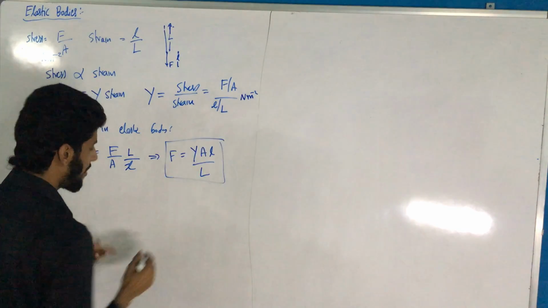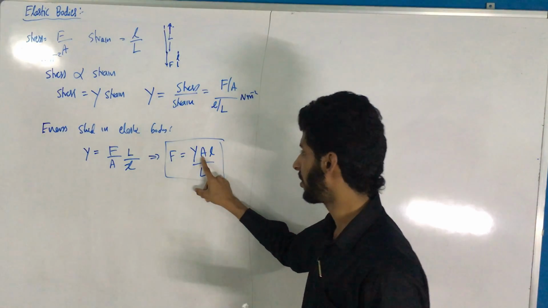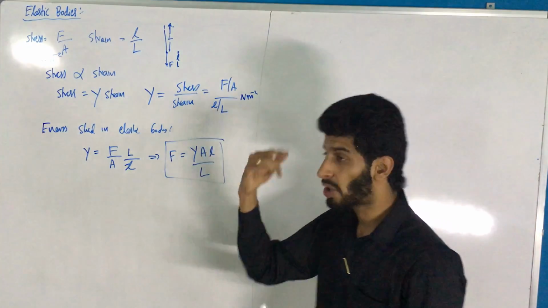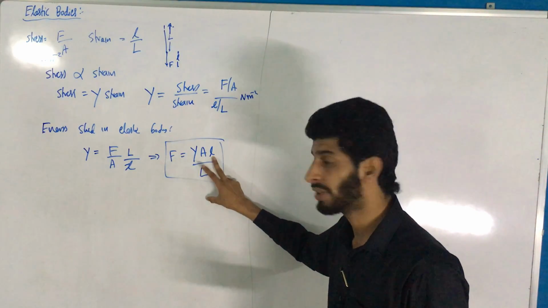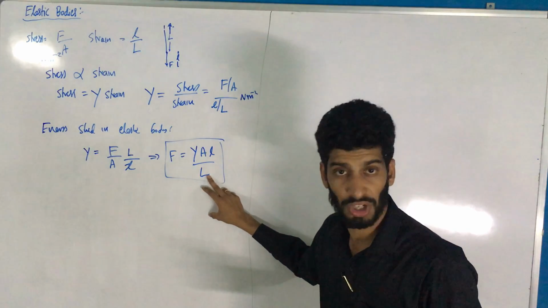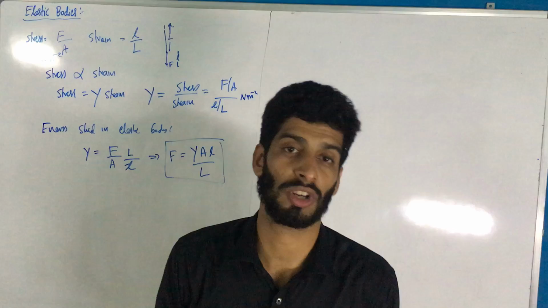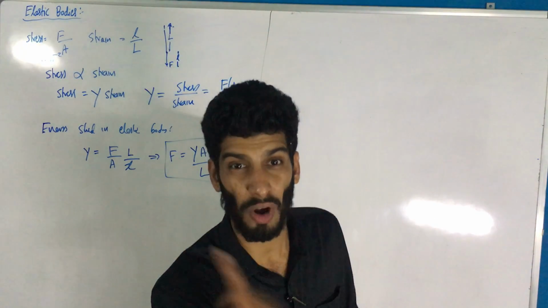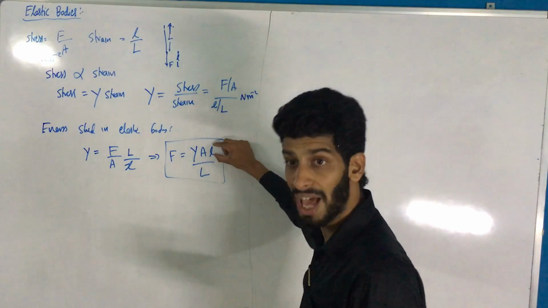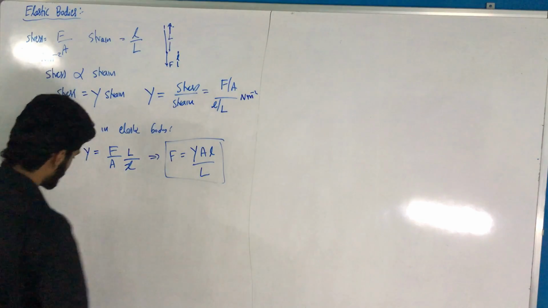This is an expression for the amount of force you apply, which depends on the area of cross section where you apply the force, the extension small l, and the original length capital L, and capital Y is the elastic constant or Young's modulus of the particular elastic body. So this is the amount of force you apply for the area of cross section, for the extension of length l when there is original length capital L.